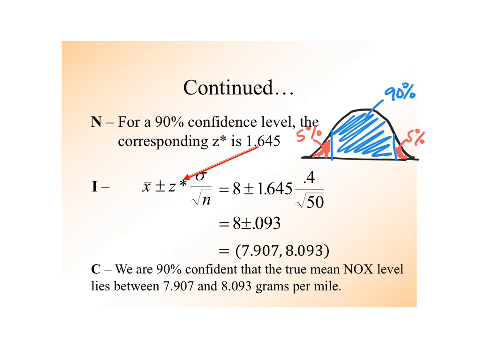So my conclusionary statement is the following. We are 90% confident that the true mean NOx level, the parameter that we were interested in at the beginning, lies between 7.907, which is my lower bound, and 8.093, my upper bound, grams per mile. And we're done. That's it.